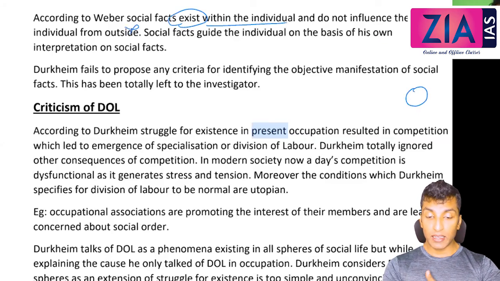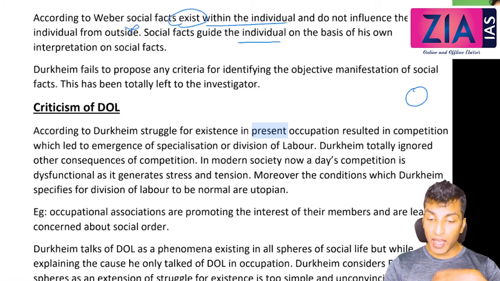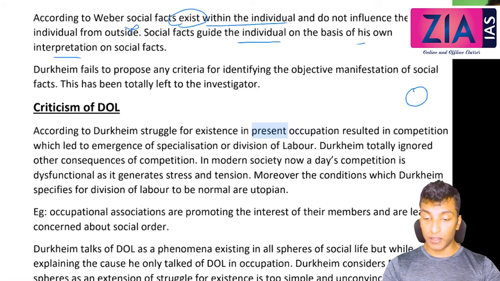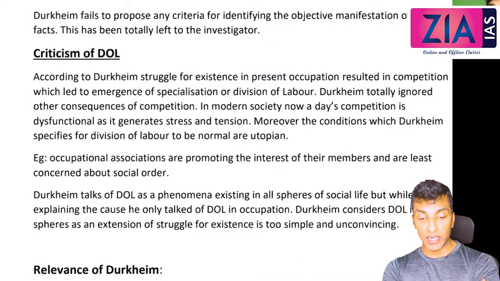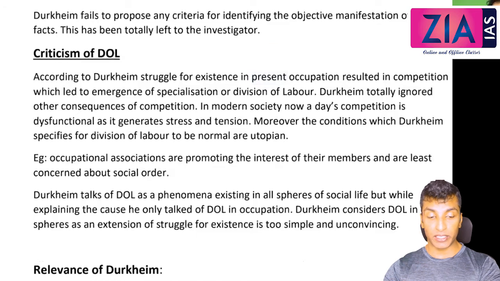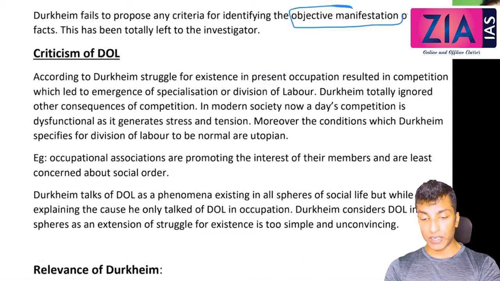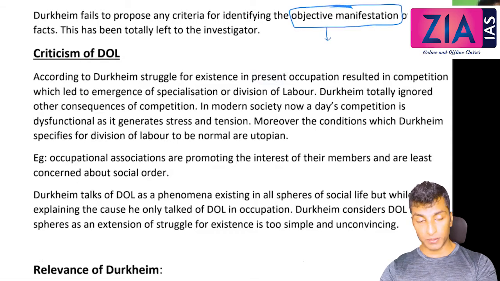So social facts guide the individual on the basis of his own interpretation. The way I am going to interpret the society, the way I am going to interpret the family, I will take action. Okay, so that is how you need to understand. We will discuss this in detail when we come to Weber. Durkheim failed to propose any criteria for identifying the objective manifestation of social facts. This has been totally left to the investigator. We have discussed this already, when we discussed the rules of observation.